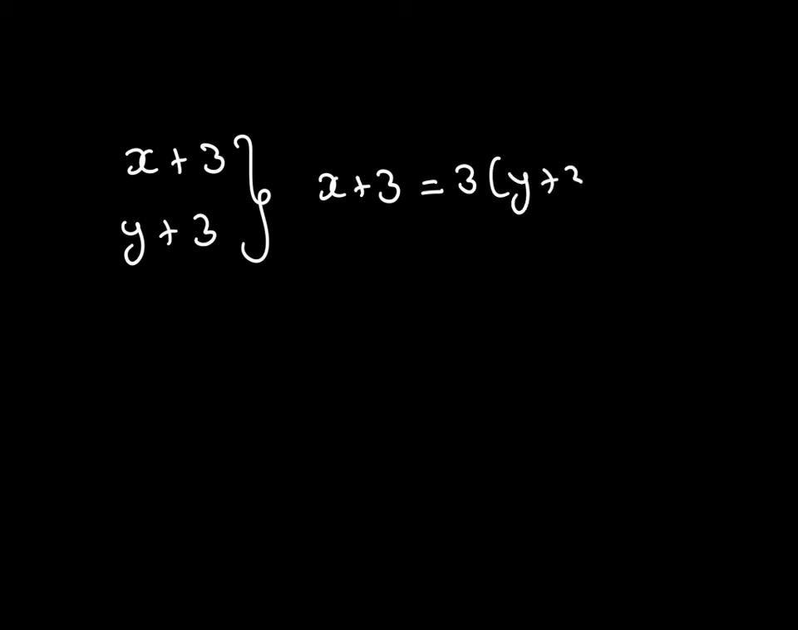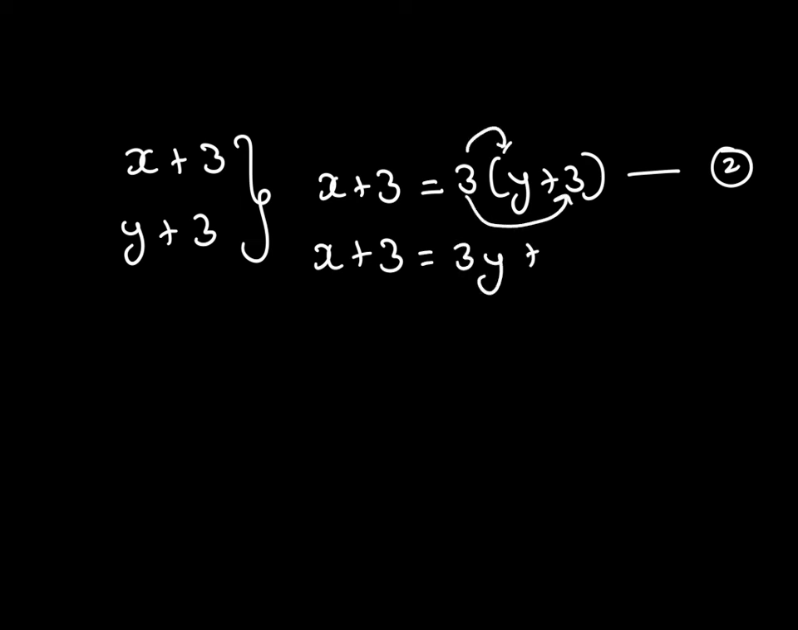So Aftab's age 3 years from now is going to be x plus 3. His daughter's age 3 years from now will be y plus 3. And the problem says Aftab's age will be 3 times that of his daughter's age. So this is the second part of our equation. We can simplify it. X plus 3 equal to 3 times y is 3y plus 3 times 3 is 9.